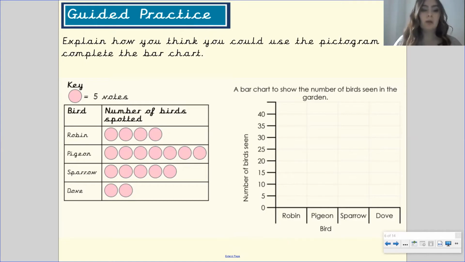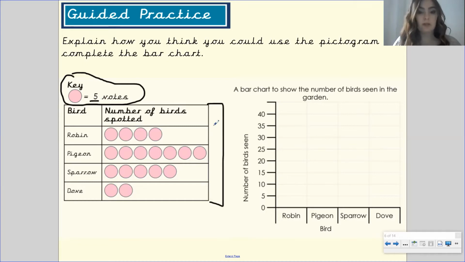Okay, so by looking at this pictogram, first thing we need to do is have a look at the key. So we know that every time we see that pink circle, it's worth 5. Then we need to have a look at the different birds there are, and we need to find their total. So let's have a look at doing that now. So if we have a look at the robin, we can see that there are 1, 2, 3, 4 circles, and each circle is worth 5. So 4 times 5 is 20. So we know 20 robins were spotted.